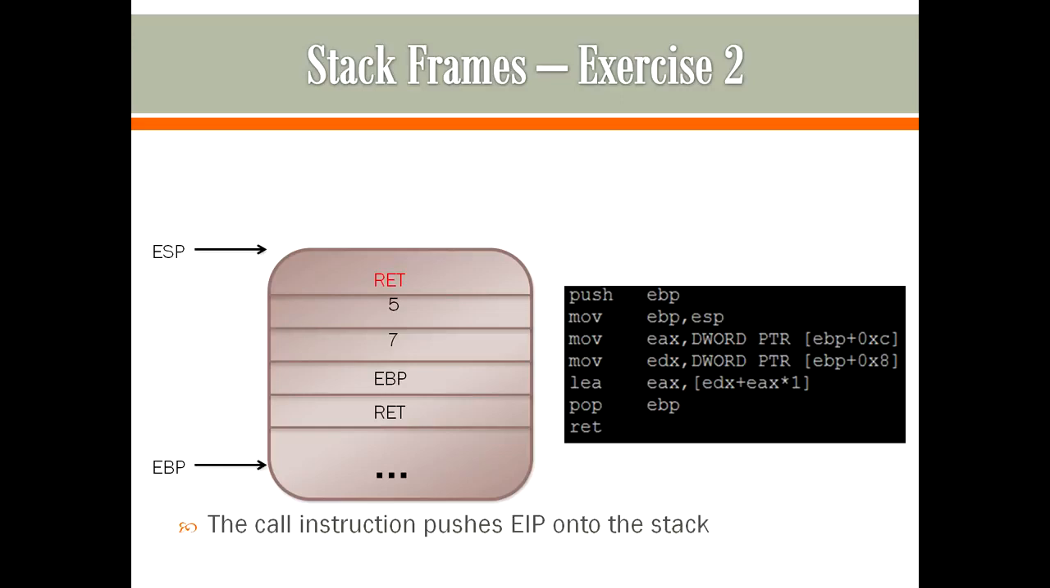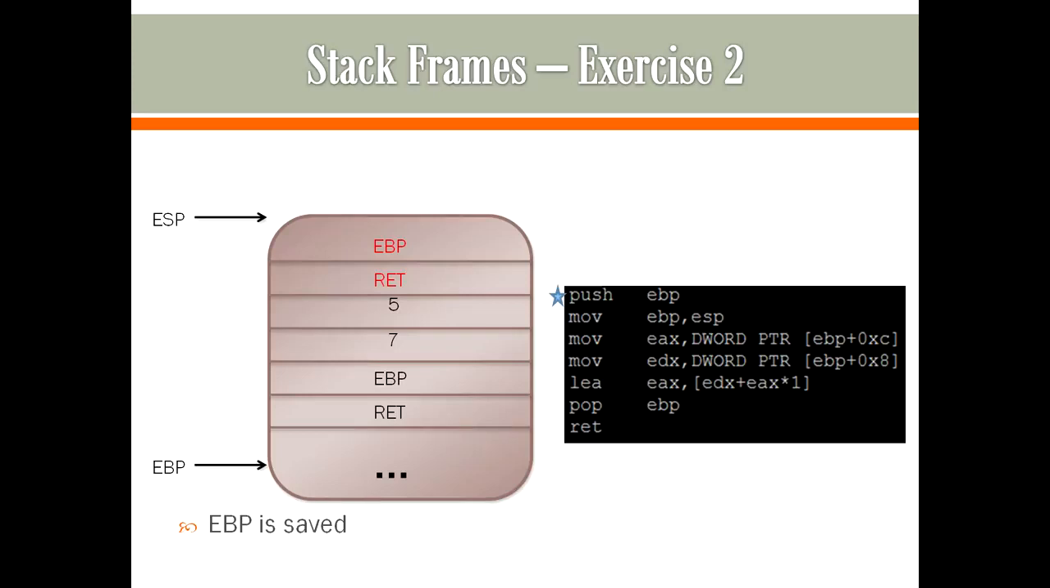Now let's explore what happens to the stack frame when we call sum from the main function. We first push on the return address. We save EBP by pushing it onto the stack. Now we assign ESP to EBP, so they're both pointing to the top of the stack. We move the argument at EBP plus 12 into EAX, so EAX now equals 7. We then move the argument at EBP plus 8 into EDX, so EDX now equals 5.